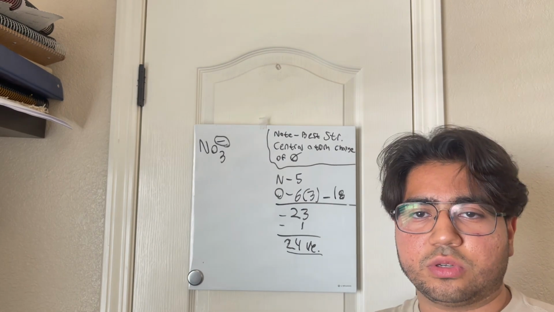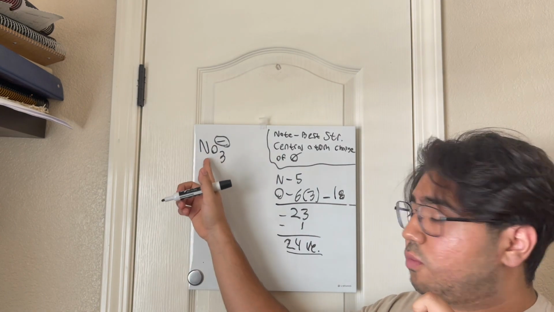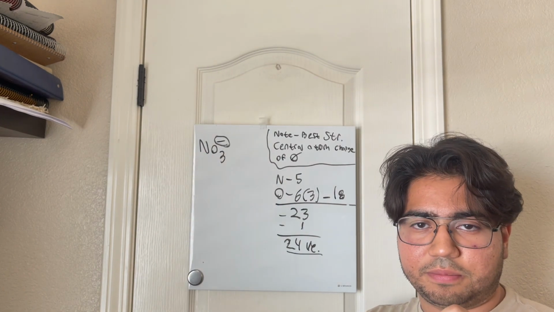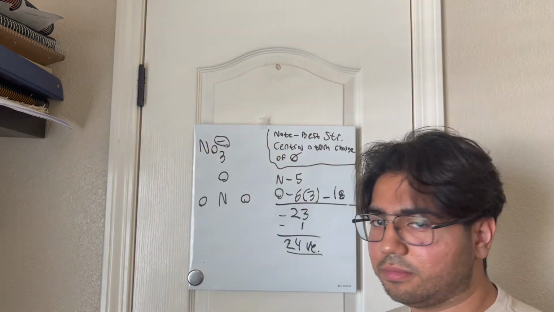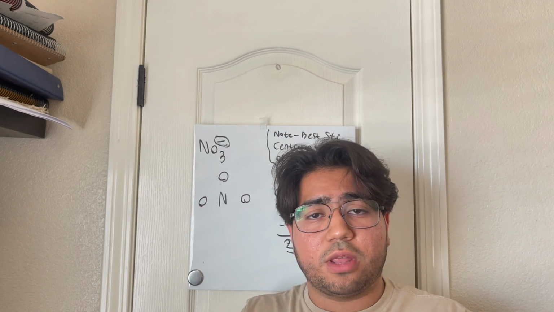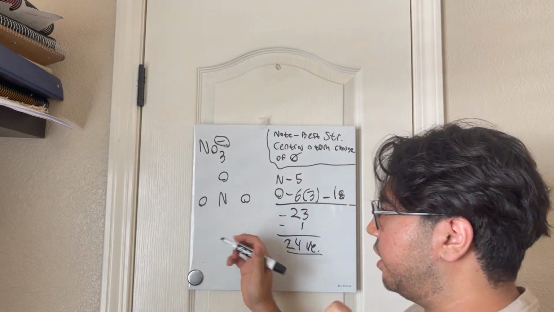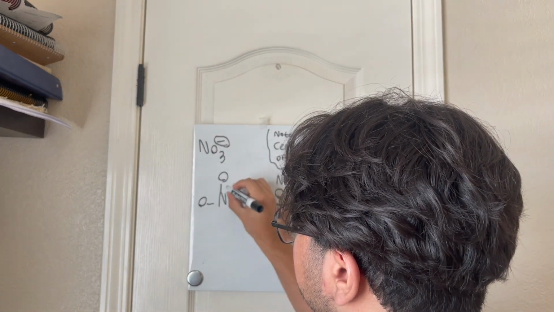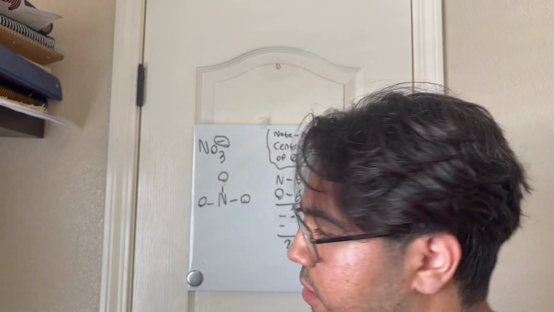Okay. Step 2 is to dump in valence electrons into a rough structure. The odd one out here is nitrogen, and you're going to have 3 oxygens around it. Now, we don't know if we're going to have a double bond or triple bond, but we know for sure that at least one interaction is going to happen between nitrogen and these oxygens.